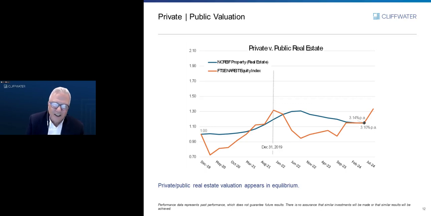Here's where you can argue you have private valuation issues. Again, I apologize for that date, December 31, 2019. It should say 21, but basically the REIT index, there's a public proxy. We're using the NCREIF index and the FTSE NAREIT index. That fell almost 30%.